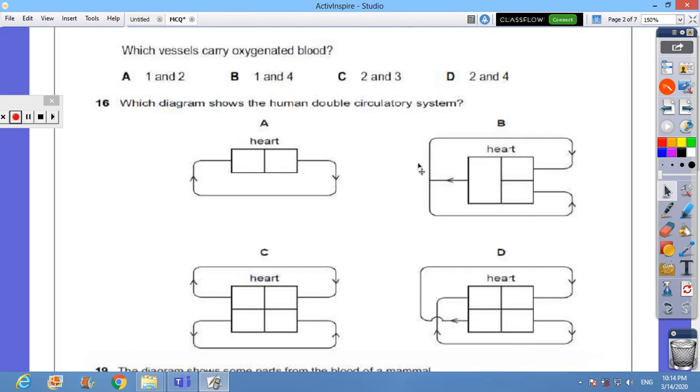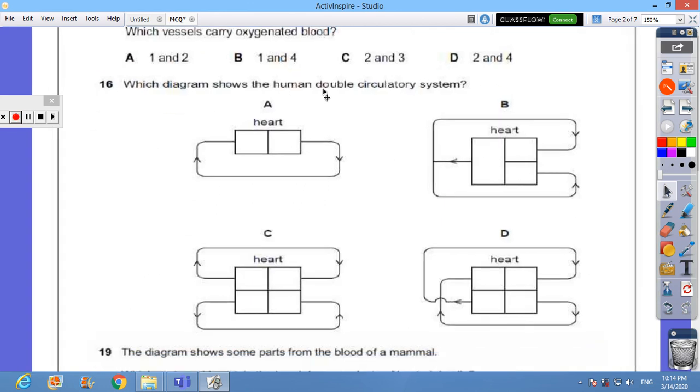Question 16. The diagram shows the human double circulatory system. It can never be A, can never be B, because A has 2 chambers and B has 3 chambers. The heart has 4 chambers. So it must be either C or D. I can see in C that the blood exits the ventricle and goes to the atrium of the same side, which doesn't make sense. So the only answer that makes sense is D.